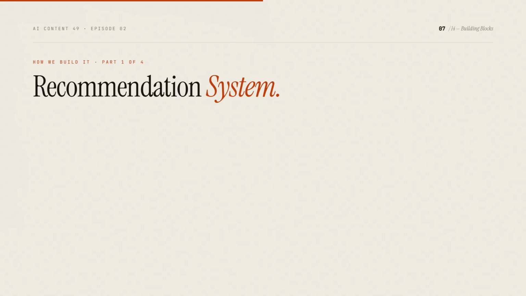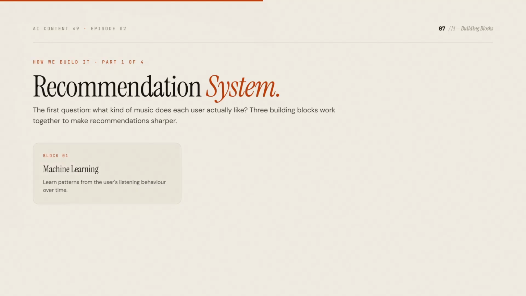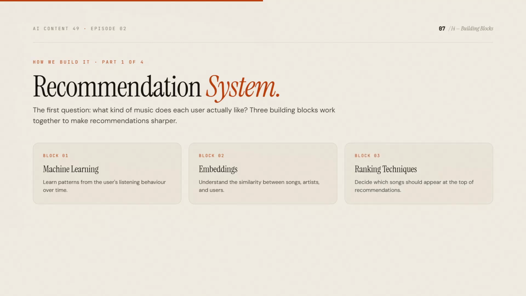Let us start with a song recommendation system. The first thing we need to understand is what kind of music the user likes. We will use machine learning to learn patterns from the user's listening behavior. Embeddings will help us understand the similarity between songs, artists, and users. And finally, ranking techniques will help us decide which songs should appear at the top of users' recommendations. So each building block has a clear role in making our recommendations better.